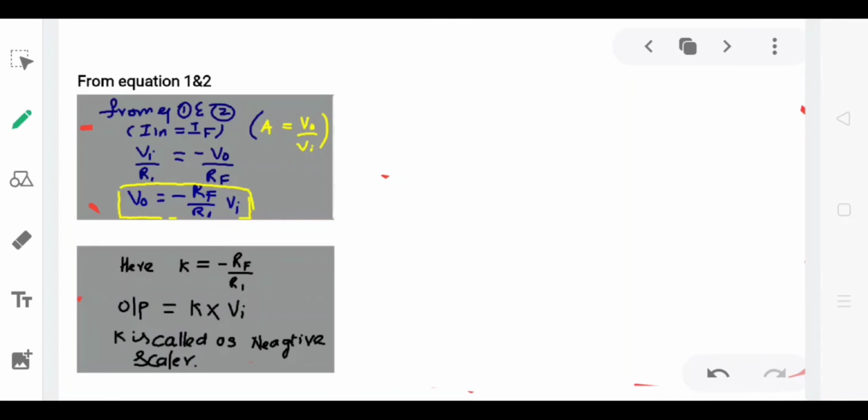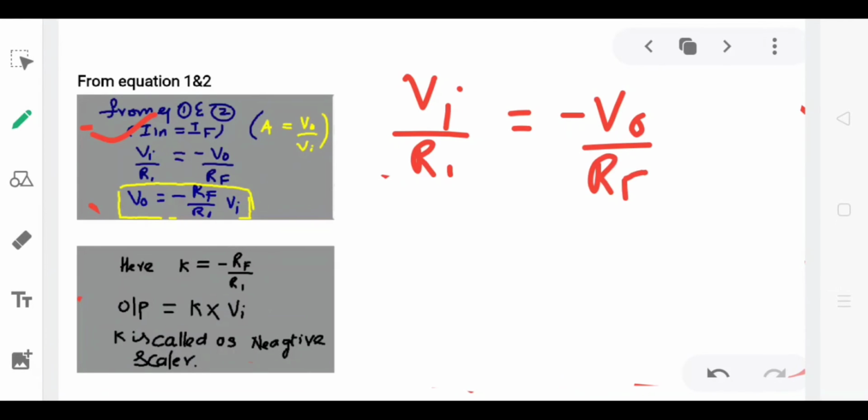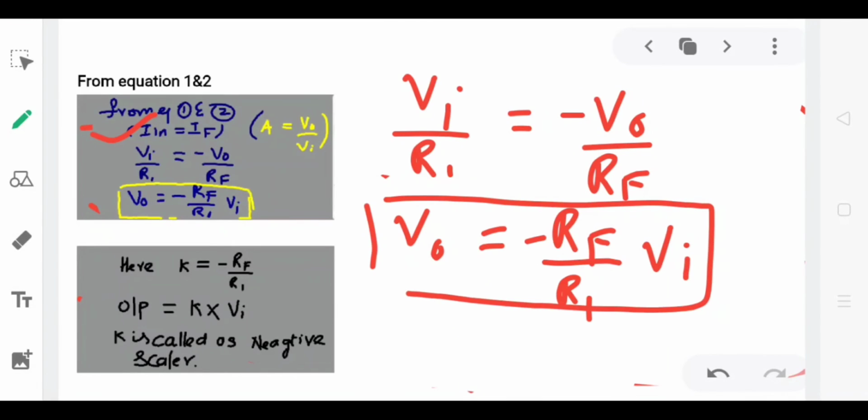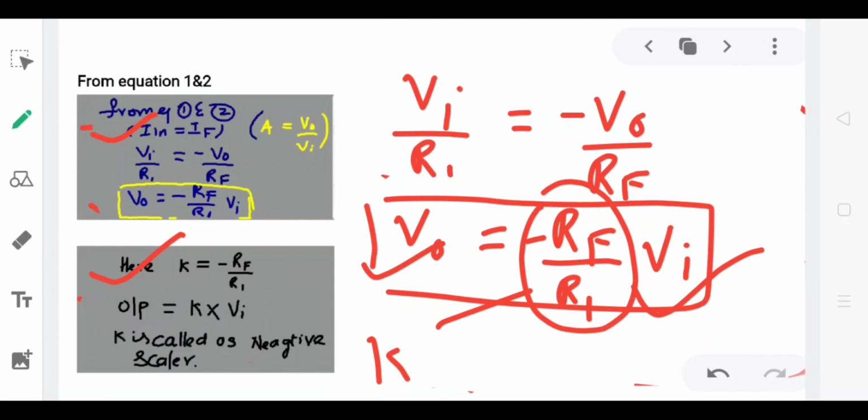Equating both, you get IN is equal to IF. Vi by R1 is equal to minus V0 by RF. V0 is equal to minus RF by R1 into Vi. Means the output voltage is the inverse of the input voltage. Here, K is what? K is equal to minus RF by R1. This is the negative scalar.